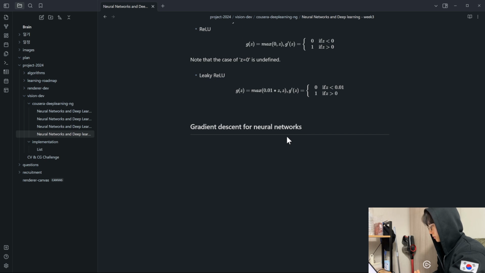So you need to compute dw1, and that's basically the derivative of the cost function with respect to the parameter w1. You need to compute another variable called db1, which is the derivative or the slope of the cost function with respect to the variable b1, and so on. Similarly for the other parameters w2 and b2.